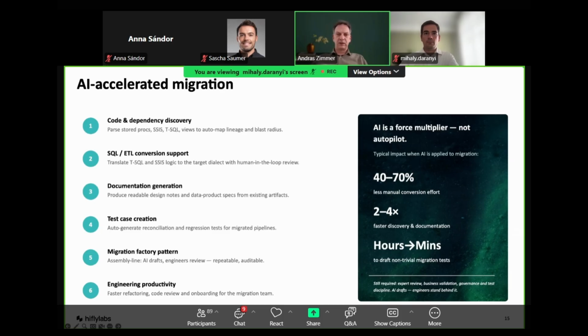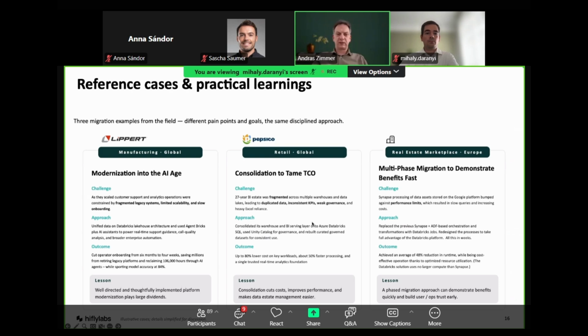Can you move to some of the examples that we have? Okay, the reference cases. I brought here 3 reference cases. I don't want to detail them. We'll share the slides afterwards, so you can look into them. But these are 3 different companies, 3 different verticals, 3 different goals, and different lessons or learnings from the migrations.